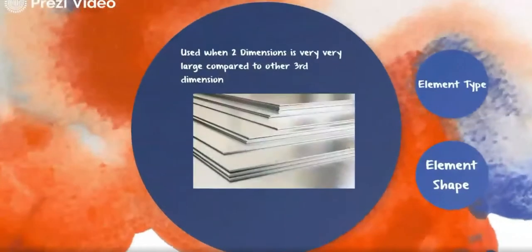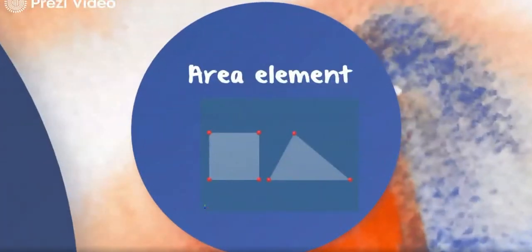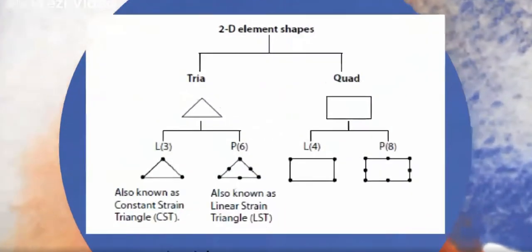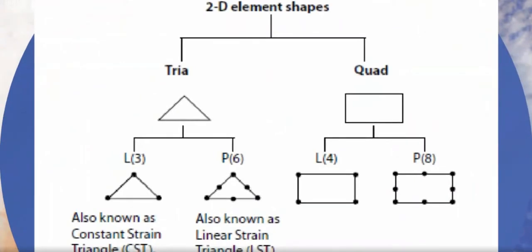We use 2D elements when we are not interested in the results of the third dimension. Area element consists of tria and quad elements. Element shape. As in the flowchart, we can see there are linear and parabolic types of elements in 2D. Linear contains 3 nodes and parabolic contains 6 nodes for tria element, and for quad element, linear contains 4 nodes and parabolic contains 8 nodes.